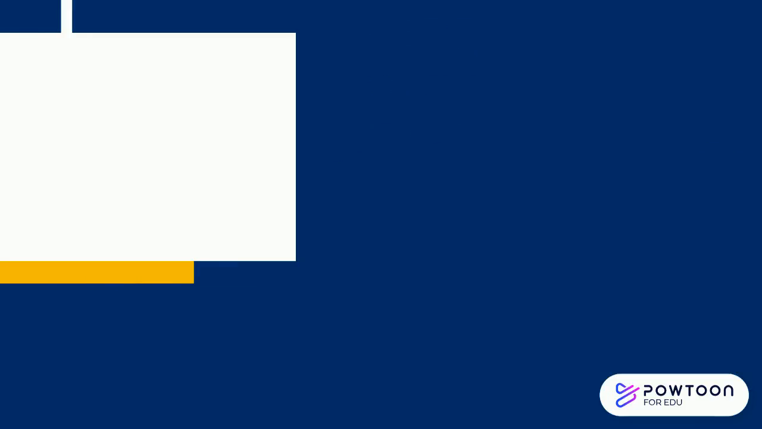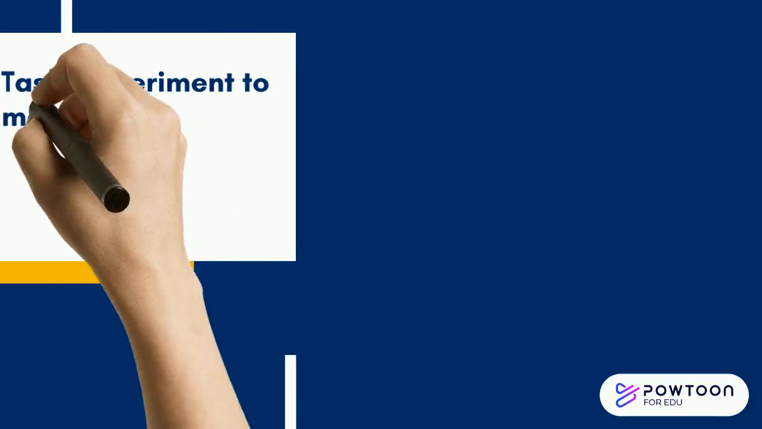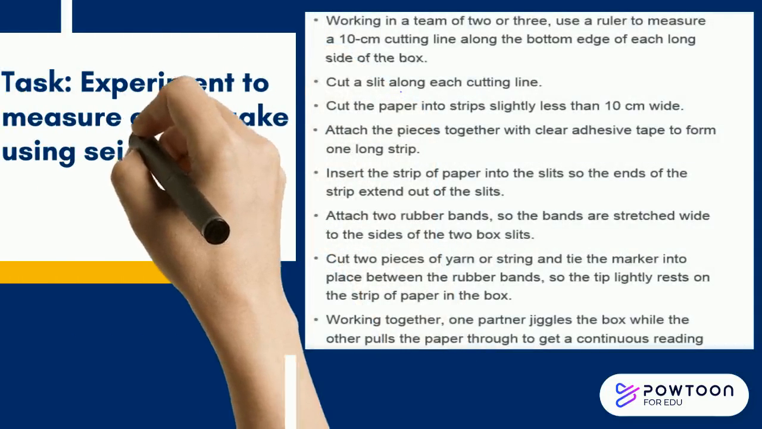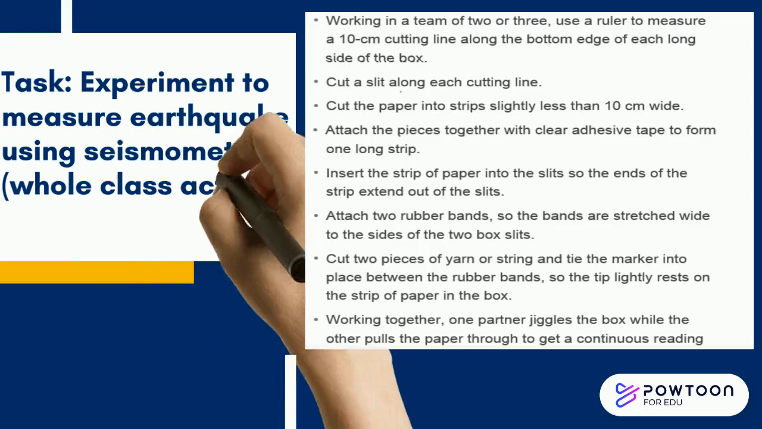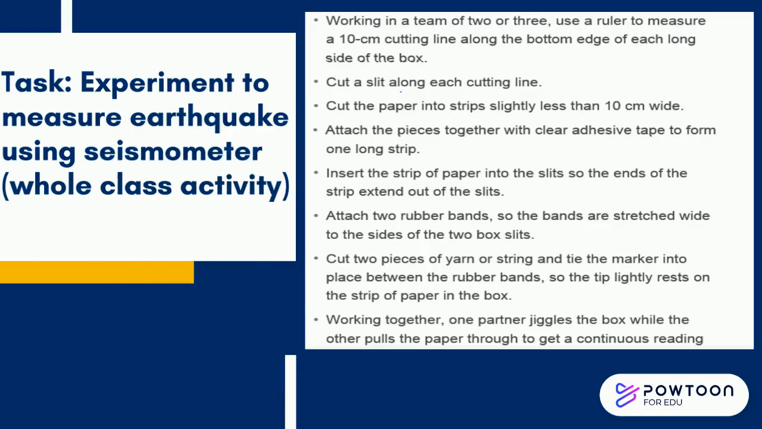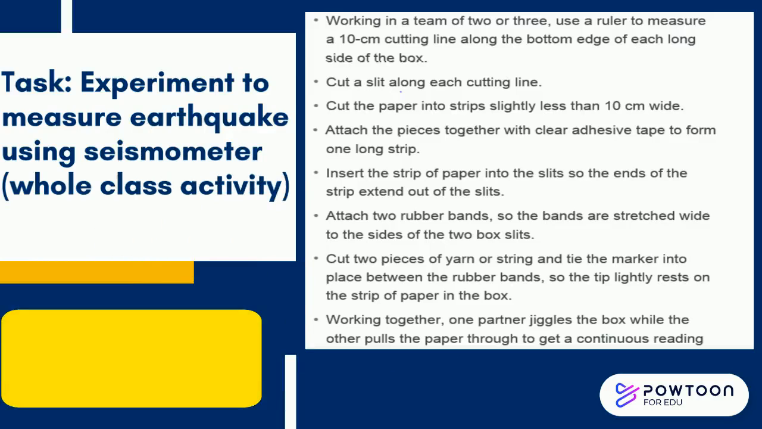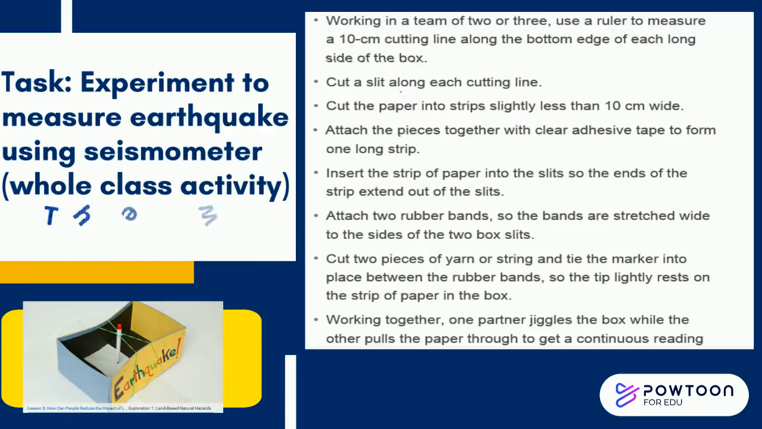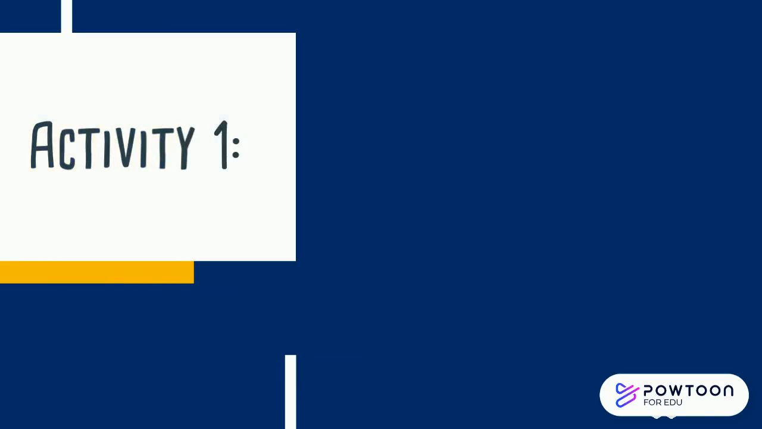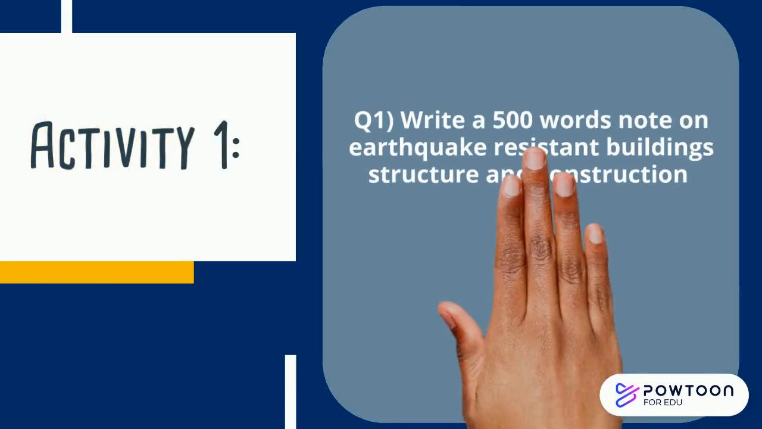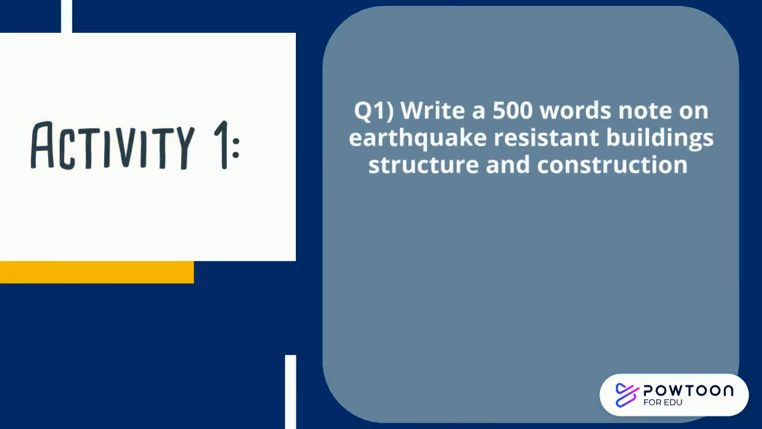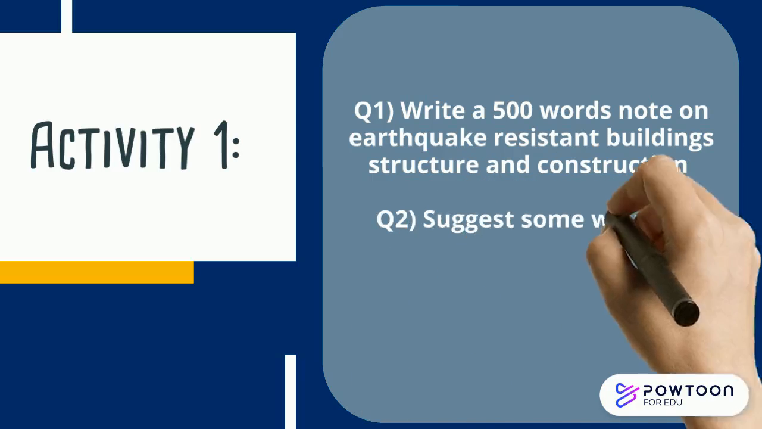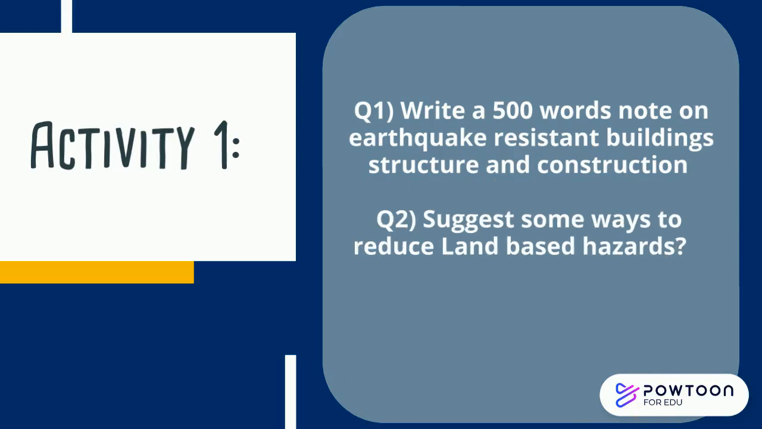When you come back to class, you will be assigned a whole class activity. In this task, you have to experiment to measure earthquakes using a seismometer. These are some of the activities. 1. Write a 500-word note on earthquake-resistant buildings, structure and construction. 2. Suggest some ways to reduce land-based hazards.